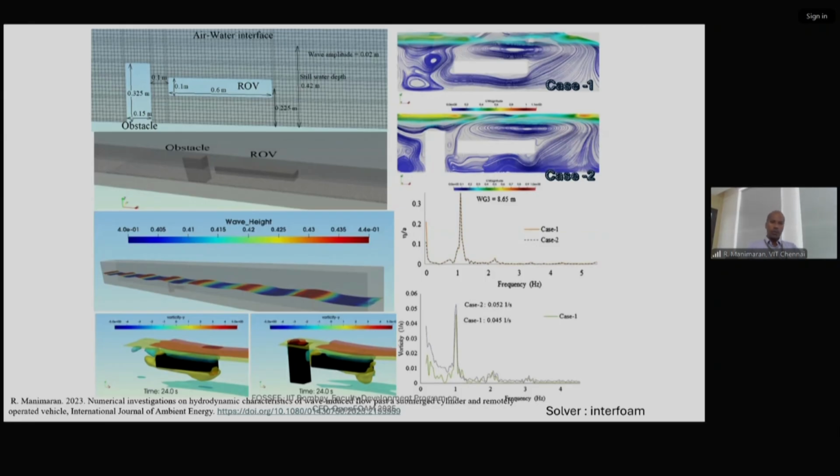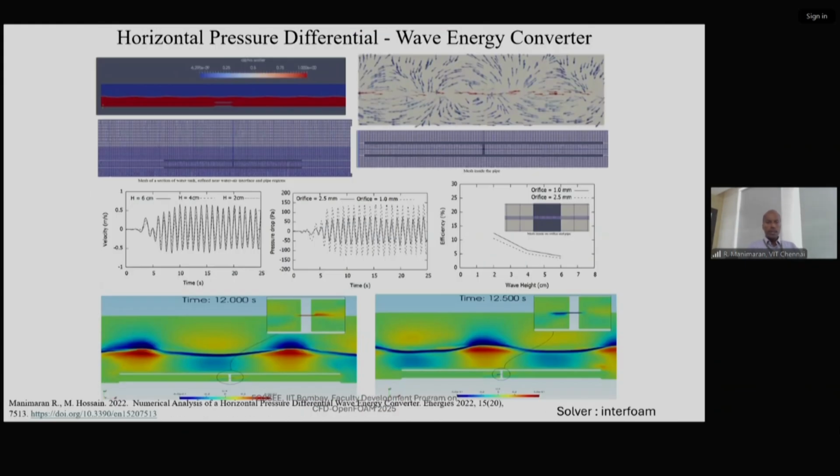So the grid has to be reformed near the boundary, the permissible limit. The next application is the wave energy converter, which I'll explain. Typically, you put a horizontal pipe under a wave.